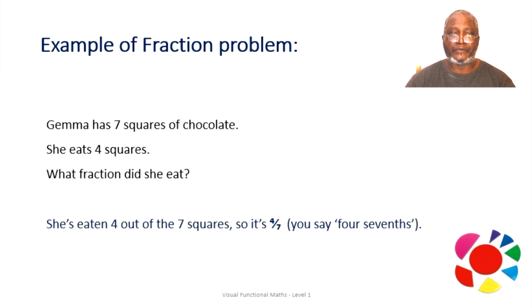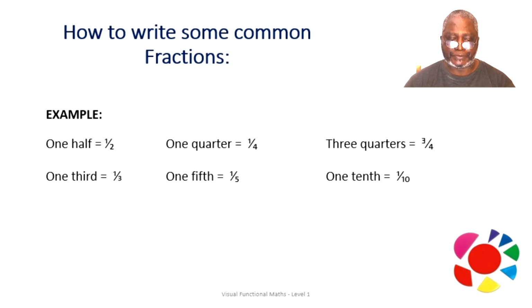Let's look at an example of a fraction problem. Gemma has 7 squares of chocolate. She eats 4 squares. What fraction did she eat? All you have to do is put 4 over 7, 4 parts eaten out of the 7 parts the chocolate is divided into, and it shows that she had 4/7 of the chocolate, and it's written as 4/7. The "th" is important.